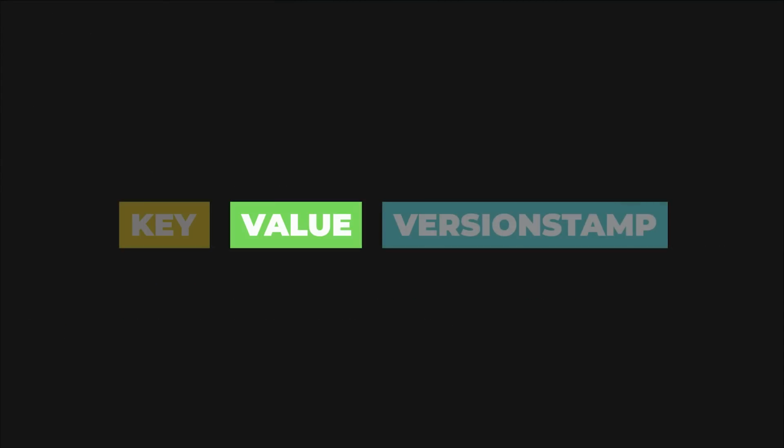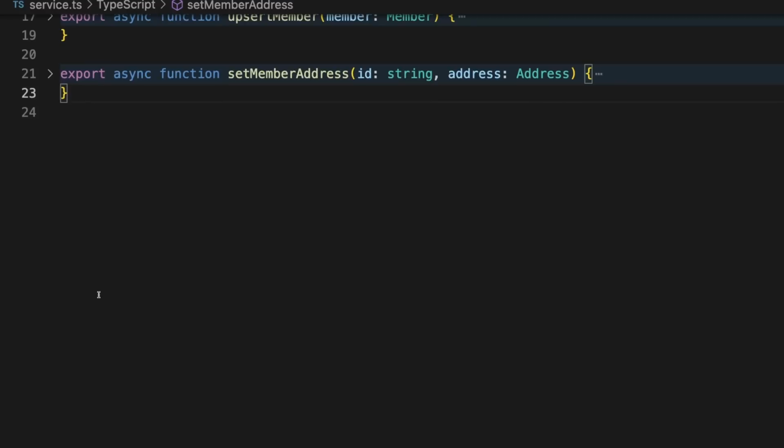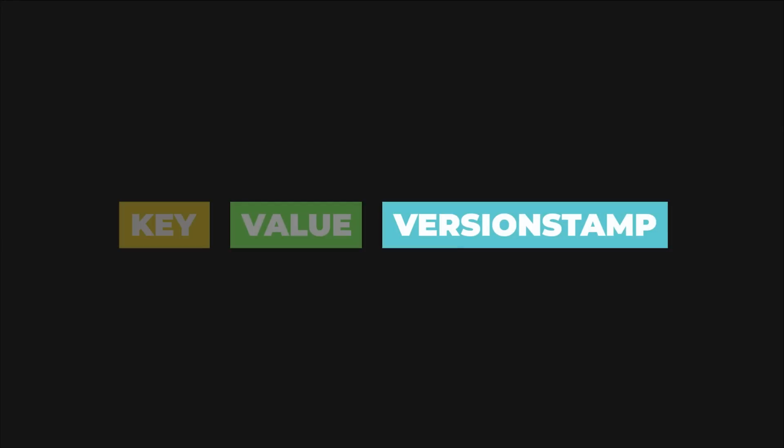Values are arbitrary JavaScript primitives, objects, or arrays. You have full flexibility here, and, as I said, you don't really need to worry about serialization or deserialization of the stored data. Finally, version stamp represents the current version of a value for a given key.